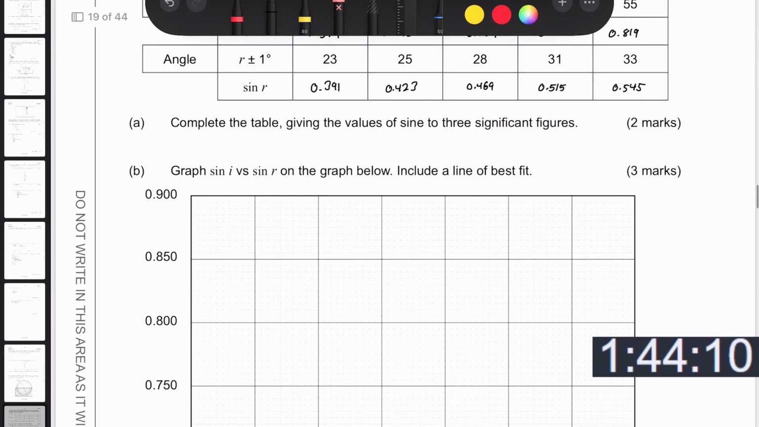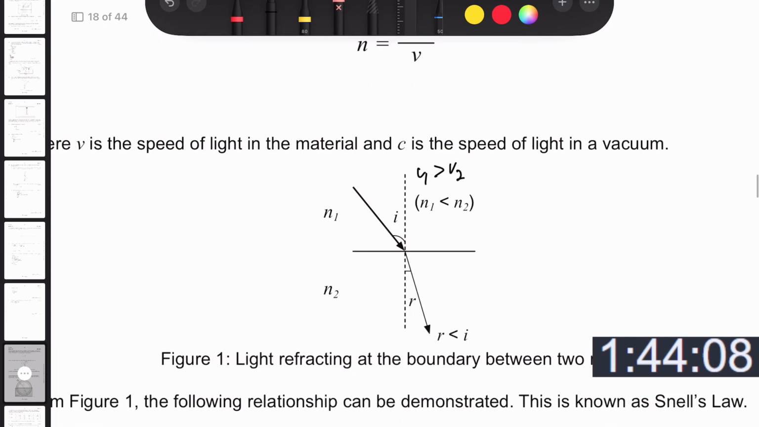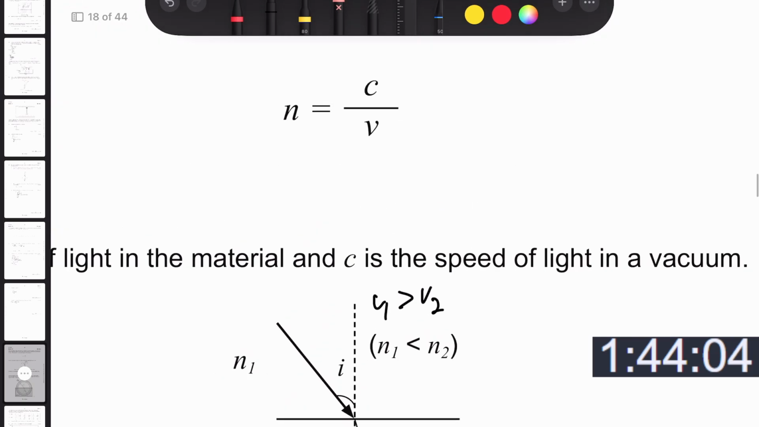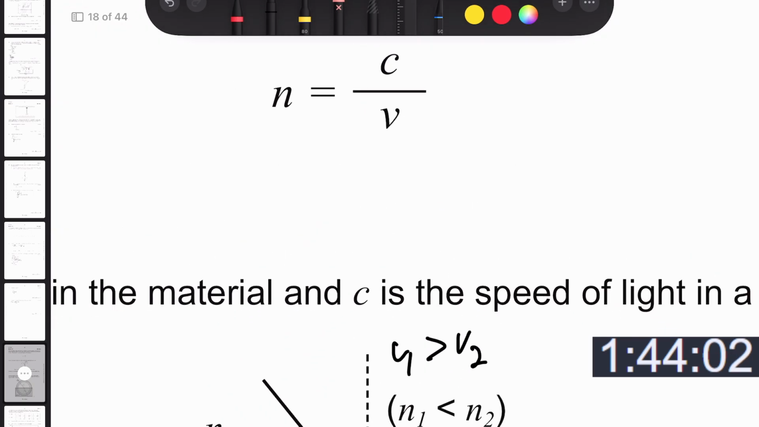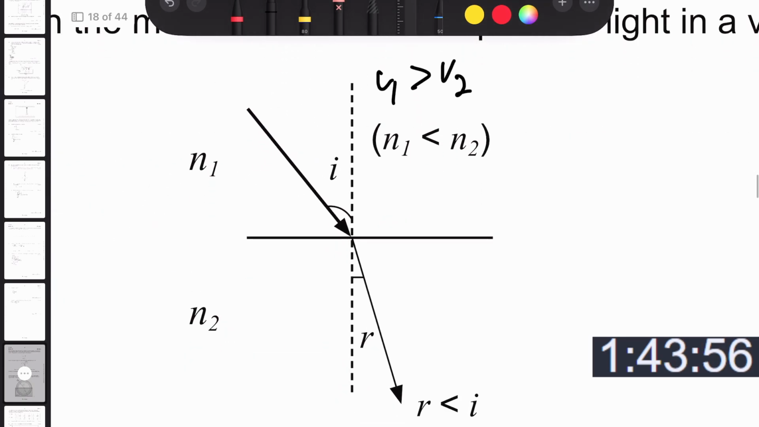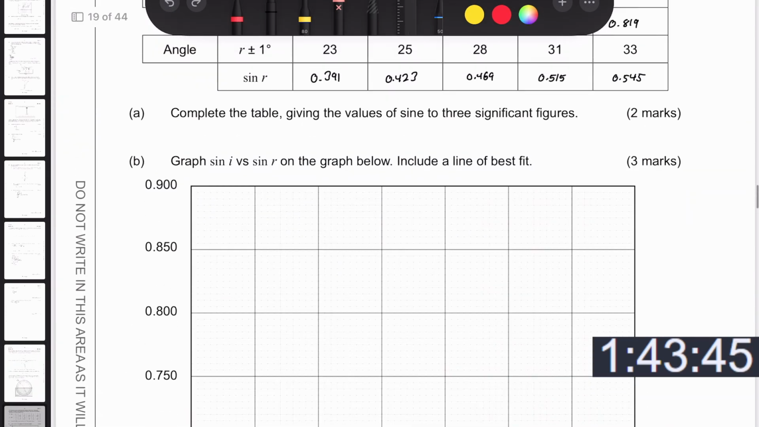Oh, nice, I already did all of this. Look at that. Anyway, I want to think about this for a second. If N1 is less than N2, then velocity 1 has to be greater. Oh, well, yeah, because we're entering a lower velocity, so then the angle lowers. That's how I was remembering. Yeah, okay. Never mind. I'm okay, guys.